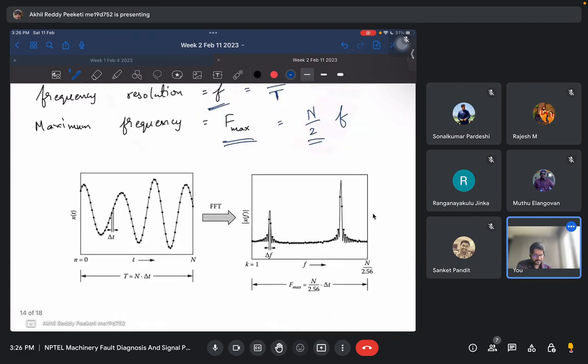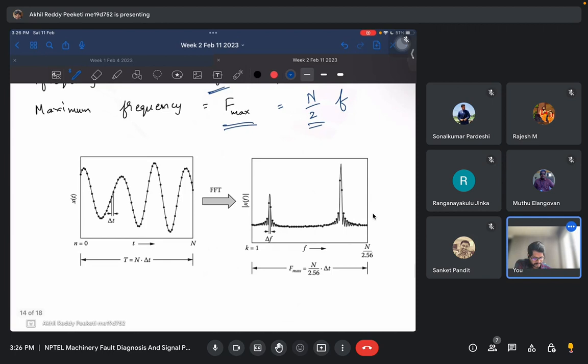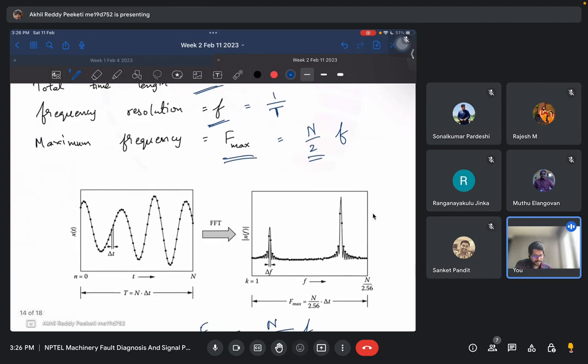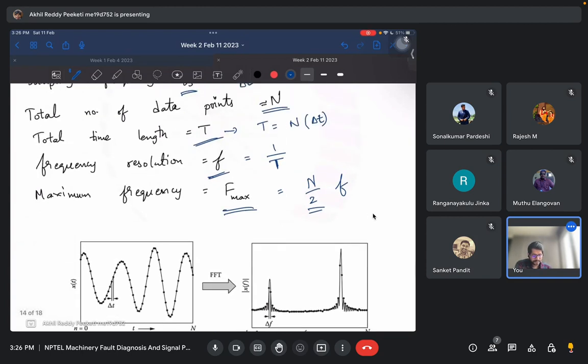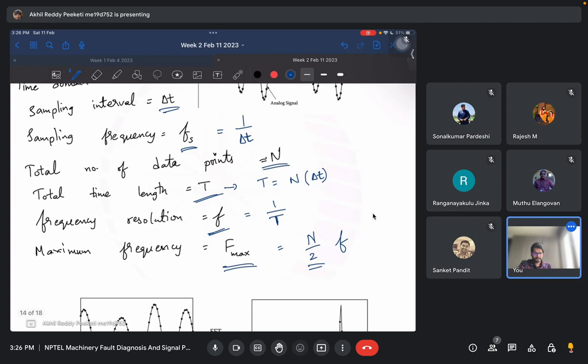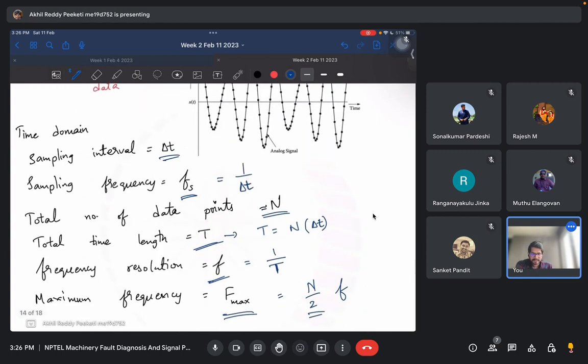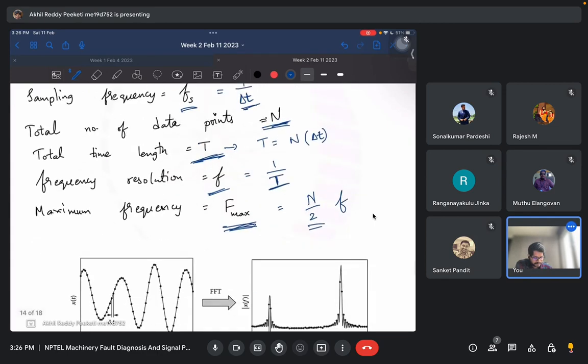And in real situations, only n by 2.56 into f is considered, so it would be even more reduced. I hope this is clear. So this is how the sampling interval is related to the sampling frequency, the total number of data points, the total time length, the frequency resolution, and the maximum frequency that you can calculate from this data.